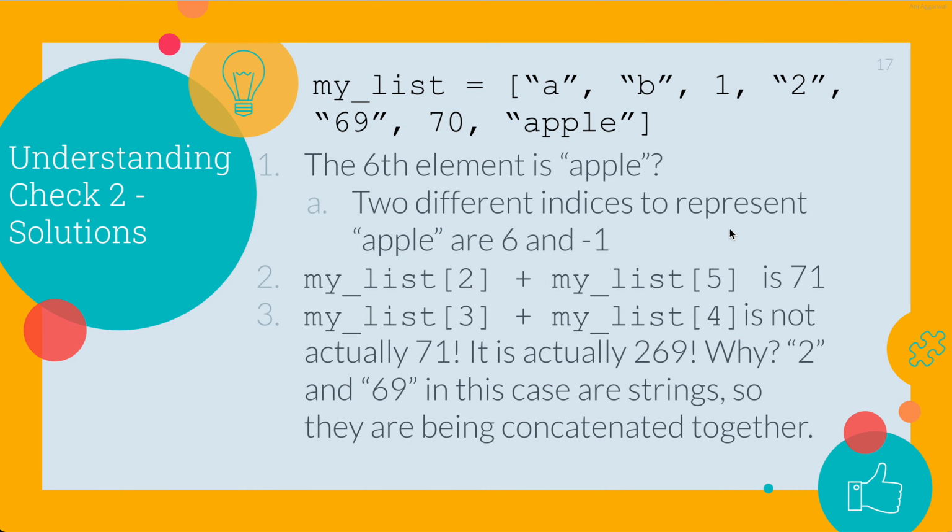The 6th element is apple, and two different indices can be used to represent apple: 6 and -1, because apple is the last element of the list. Mylist 2 plus mylist 5 is 71, because 1 and 70 are both integers, and Python will add them like integers. Mylist 3 plus mylist 4 is not 71, however. It will be 269. This is because 2 and 69 are both enclosed in quotation marks, meaning that they are strings in Python. Thus, Python adds them like concatenating strings.